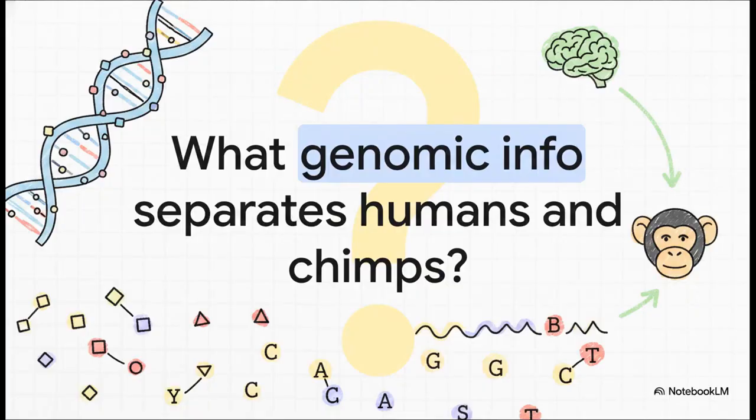So we are starting with a massive question. What genomic information distinguishes a human from a chimpanzee? I mean, we share an enormous amount of evolutionary history, right? Yet here we are, sitting around analyzing our own DNA, and they aren't. Why is that? Well, the answers are actually hidden deep in the sequence of bases that make up our genes and exactly how those genes are regulated.